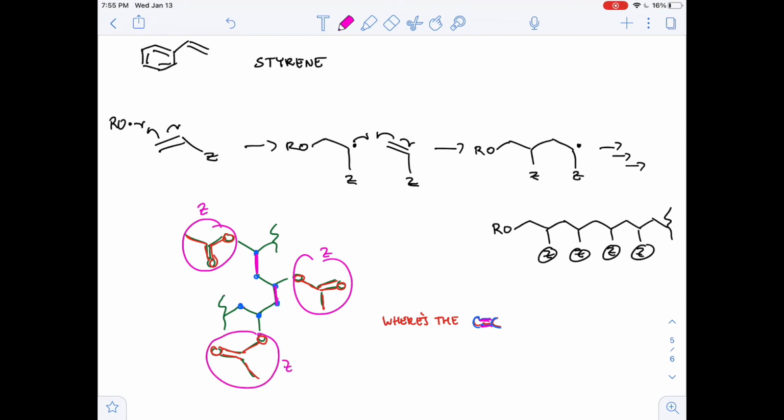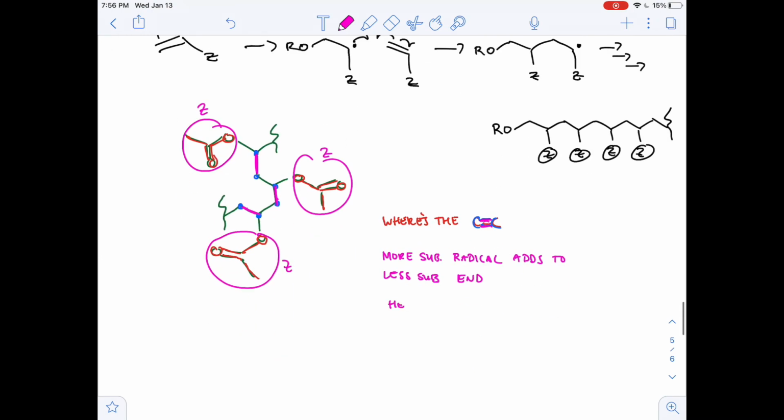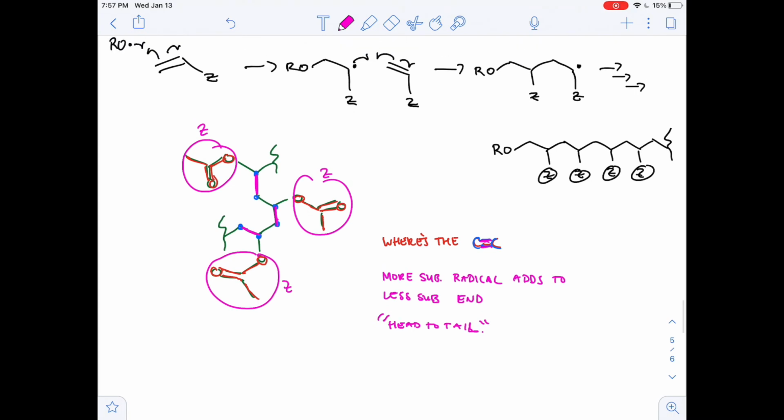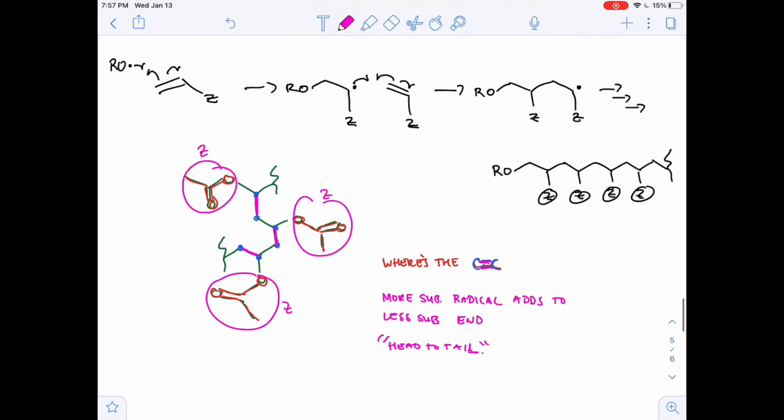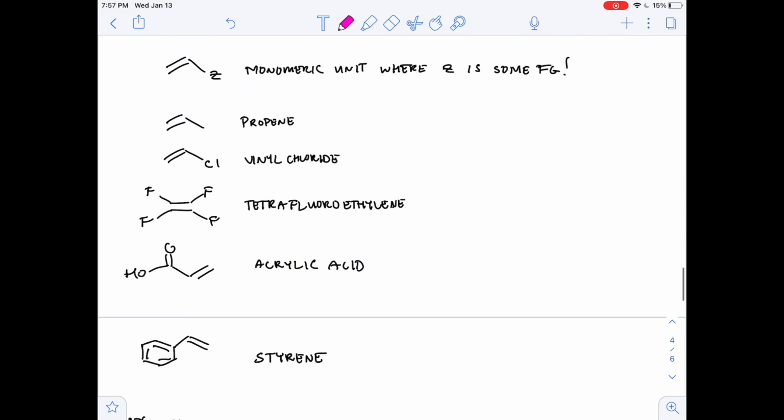Boom, boom, boom, and there you go. So all you got to do is draw in that double bond where that pink is, and then that's your monomer, right? And this would be a, what's it called? Polyvinyl acetate, okay? That would be the monomer. And so remember, the more substituted radical adds to the less substituted end, and that's kind of given the term head to tail. And so that can help you kind of identify maybe where your monomer unit is and what portion of it represents the monomer.